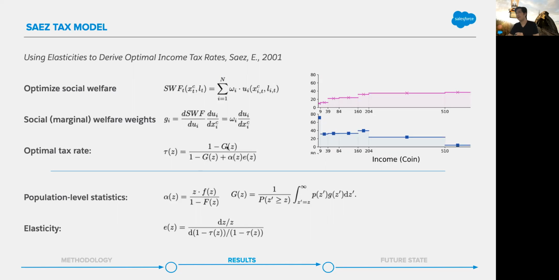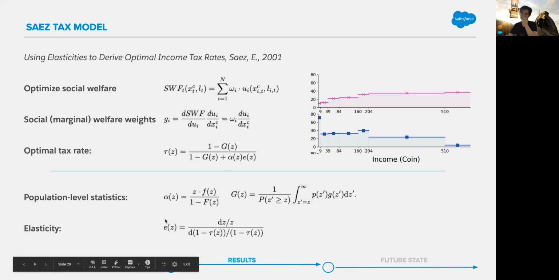Now, this capital G is a pseudo-inverse cumulative of what's called the social welfare weights. So the social welfare weights, G here, are how much every agent contributes to a change in the social welfare as you change their income. And alpha is a weight of incomes, a normalized weight here. And then E is the important thing. E is the elasticity of an agent.